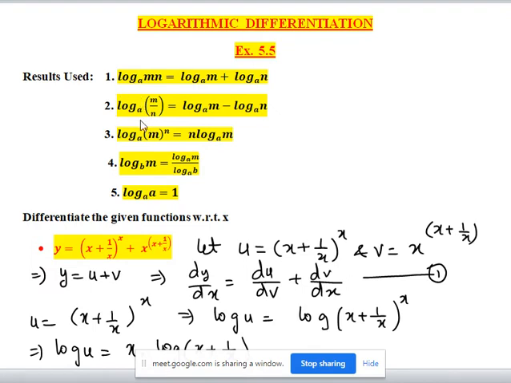You will see log with a base e is called natural log, and in various books you will see the notation used is ln for it. But over here we are using log only, and if the base is e, it is not mentioned. So you understand, it is log with the base e. Okay, so see some of the questions we will take today.